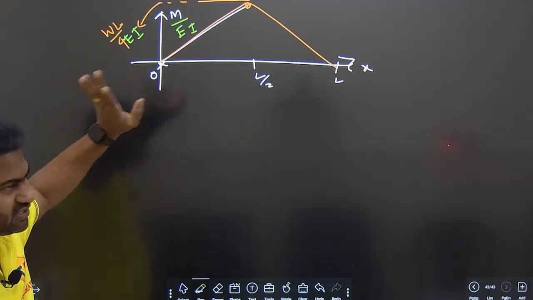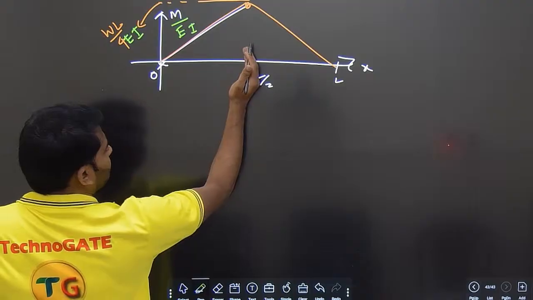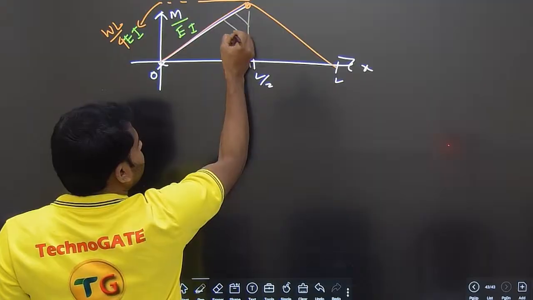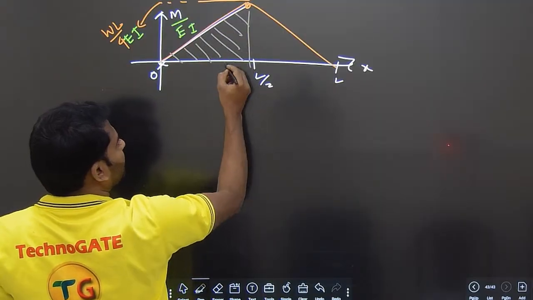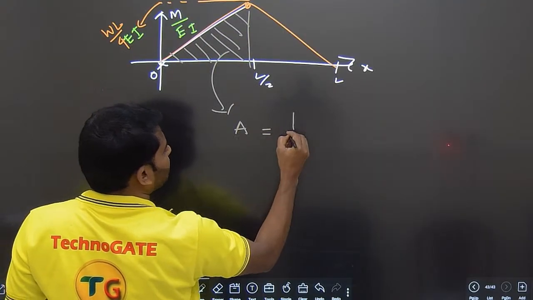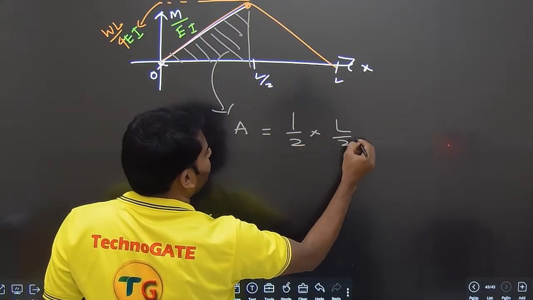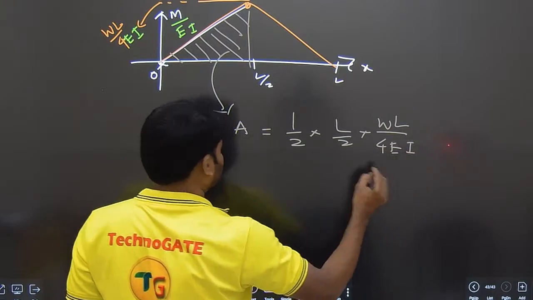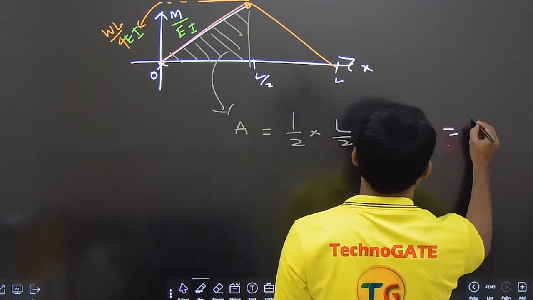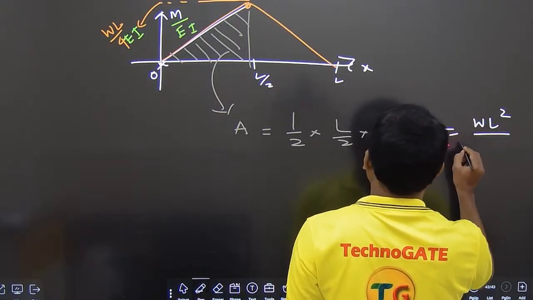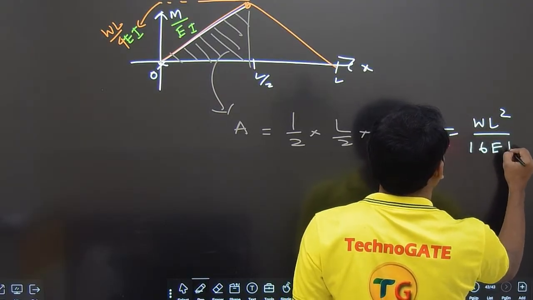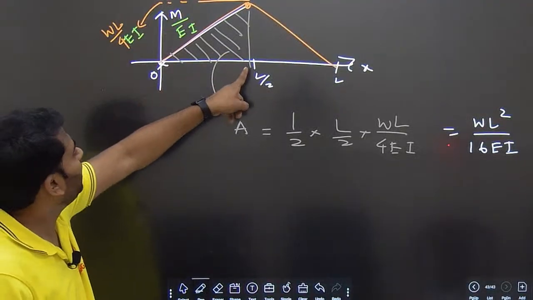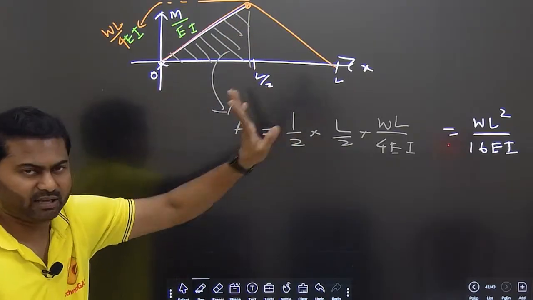If you see this, we are taking the slope from here to here, so we should take this area. This area is half into base, which is L by 2, into height WL by 4EI. So this particular area is WL square by 16EI. That is the area, and since the diagram WL by 4EI is upward, I have taken it as positive.